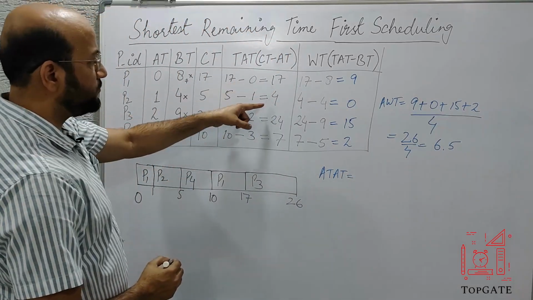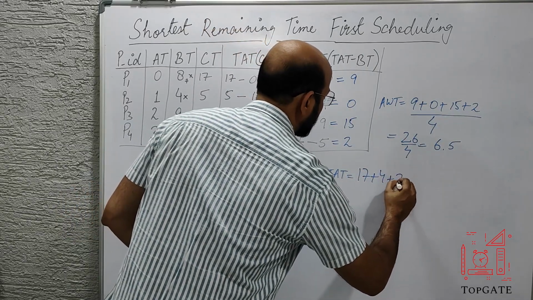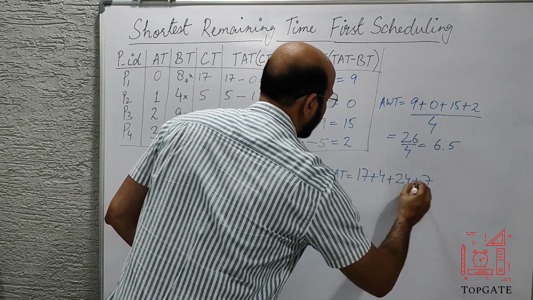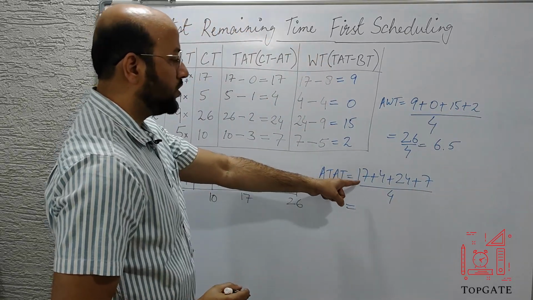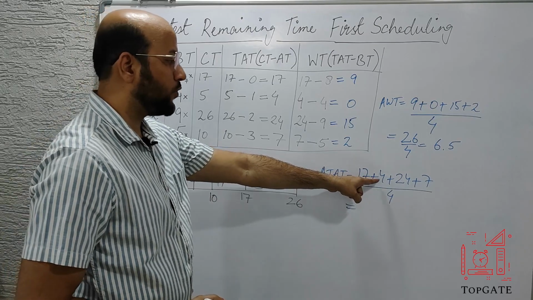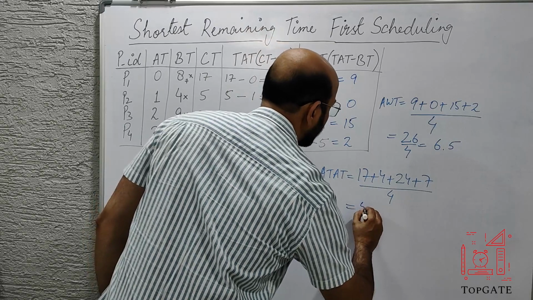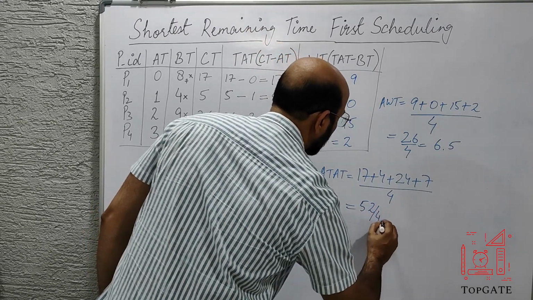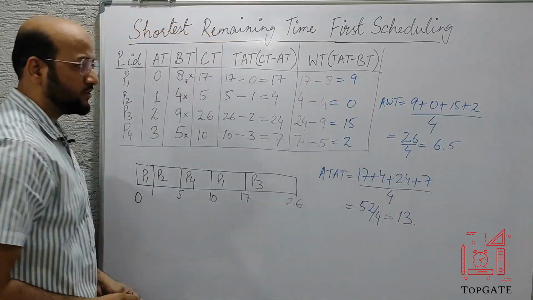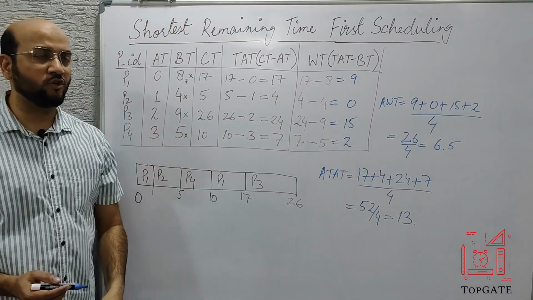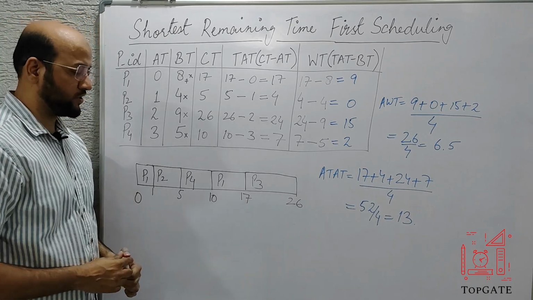And now the average turnaround time, that is 17, 4, 24, 7. So 17 plus 4 plus 24 plus 7 divided by 4, and that will give you 17 plus 4 is 21. 21 plus 24 is 45. 45 plus 7 is 52, divided by 4, that will give you 13. So this 13 is your average turnaround time and 6.5 is your average waiting time. So now let's quickly do the next question.